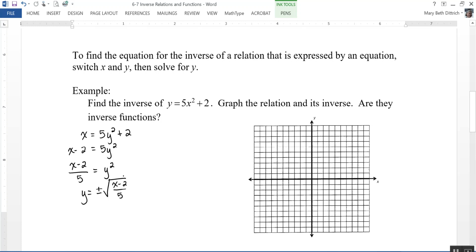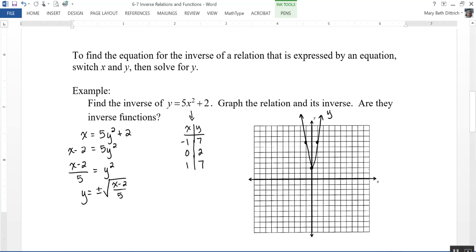Now, let's go ahead and we have to graph each one of these. So to graph this, I'm going to make just a simple little table of values. If x is -1, y is 7. If x is 0, y is 2. And if x is 1, y is 7. So I have (0, 2), (1, 7), and (-1, 7). So there's my original function y.